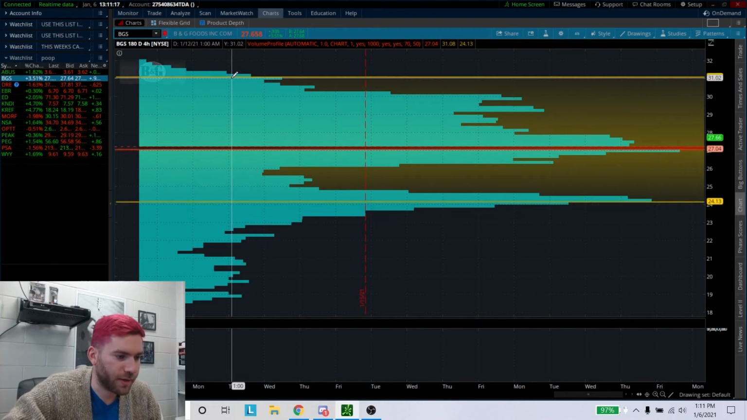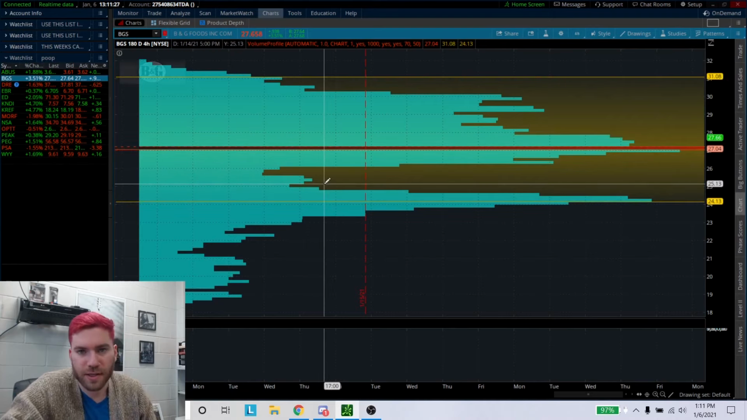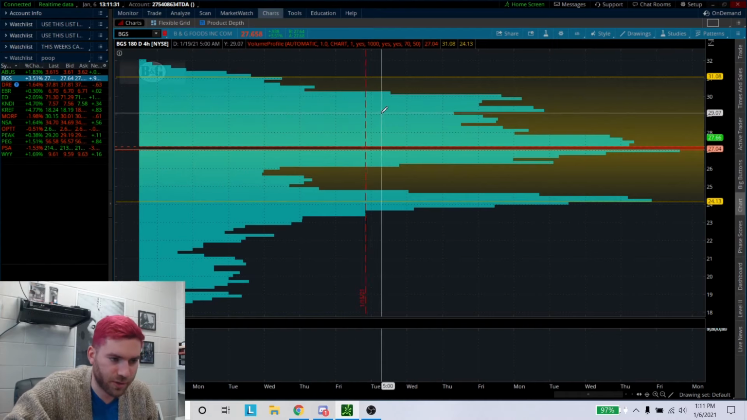The yellow lines is where 70% of the price action is going to occur. A lot of people are going to be like, this is going to be your overall channel. You want it to be as close to the bottom as possible. That's not necessarily true. All this is going to show you is where most of the price action occurs.